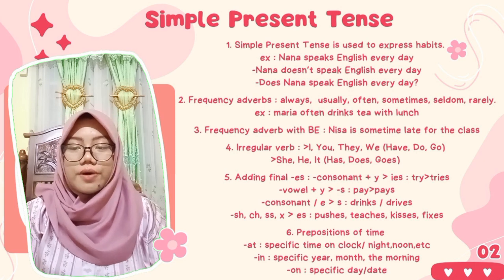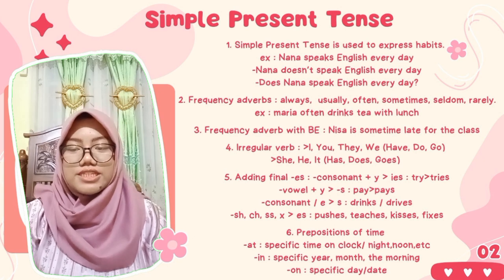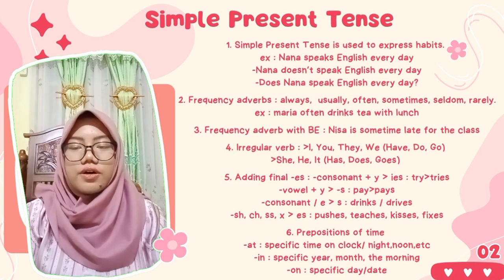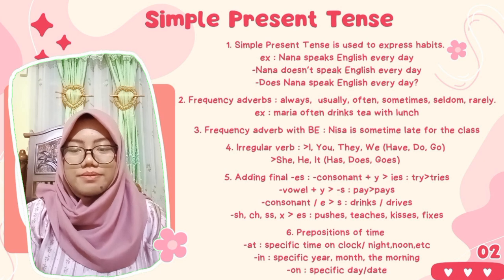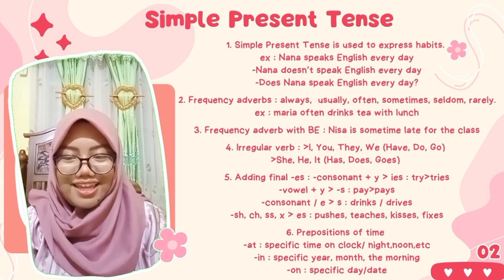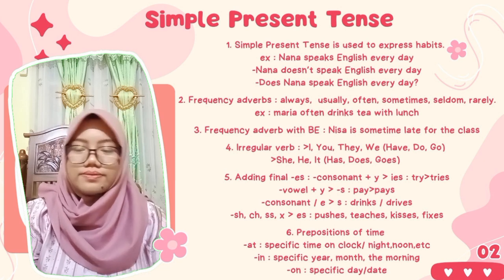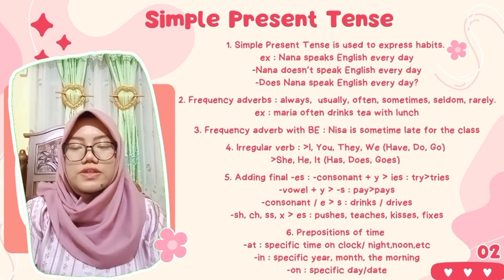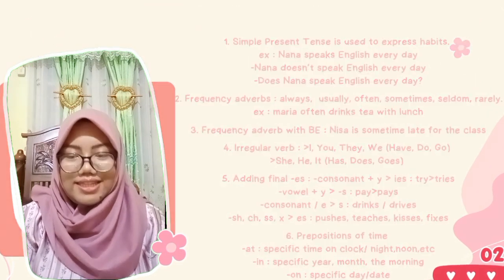And then the preposition of time: at is used for a specific time on the clock, like at 8 o'clock, or like 7 a.m. You can meet me at 7 a.m., something like that. And you can use it for night or noon, like at noon, at night, at midnight. And in is used for a specific year, month, or like in the morning, in the afternoon. On is used for a specific day or date.